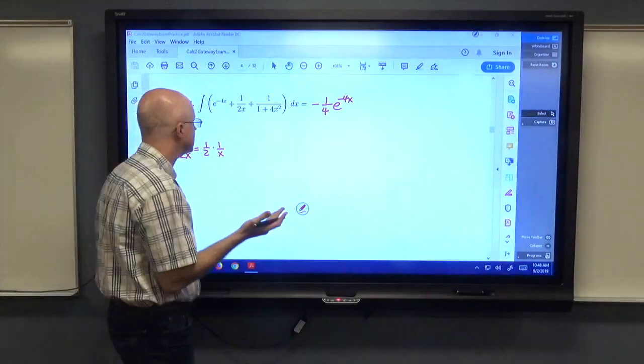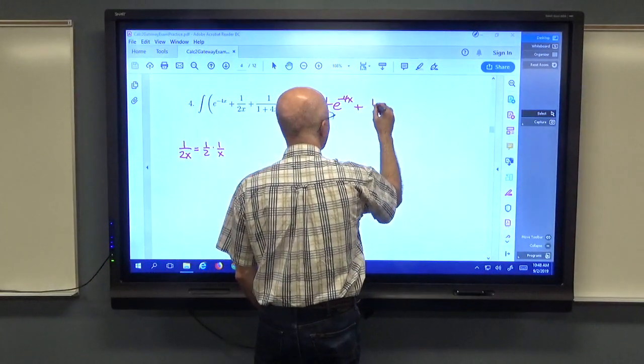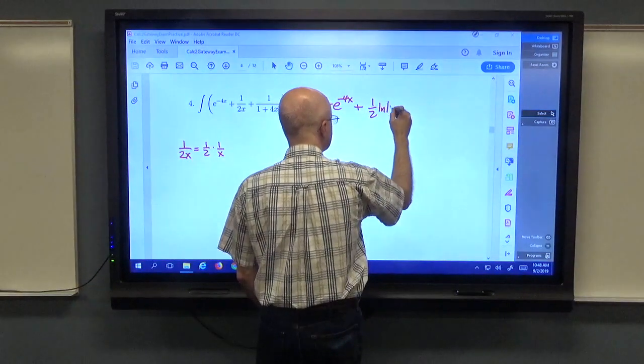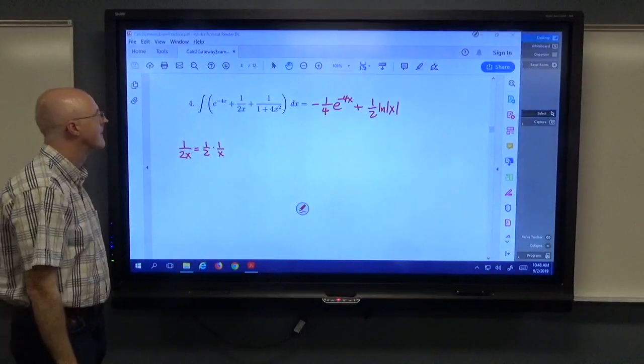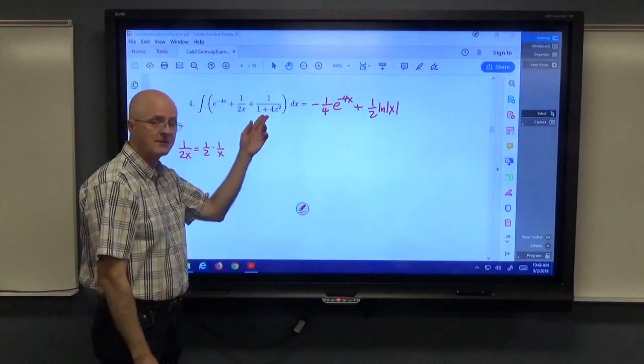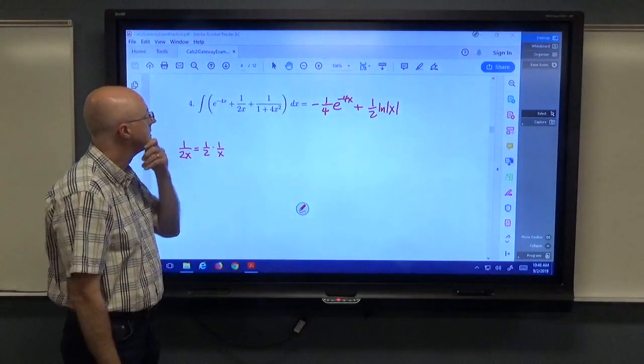I mean, you can also just guess as well. You're going to get plus 1/2 natural log of the absolute value of x. Once again, we want our domain to be as big as possible here. For real x, we're never dividing by 0 there, so we don't need to worry. X can't be 0 there, but it can be negative.